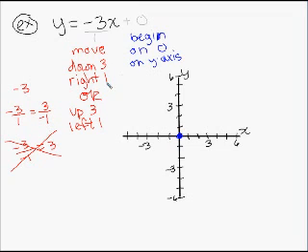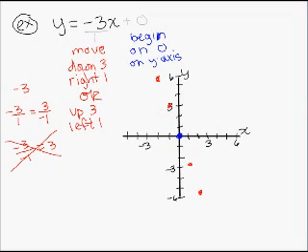So that means down 3, right 1, or up 3, left 1. So here we go. We're going to go down 3, right 1, down another 3, right 1. But if I want to go to the left here, I'd have to go up 3, left 1, up 3, left 1. You can see that those are all on the same line.